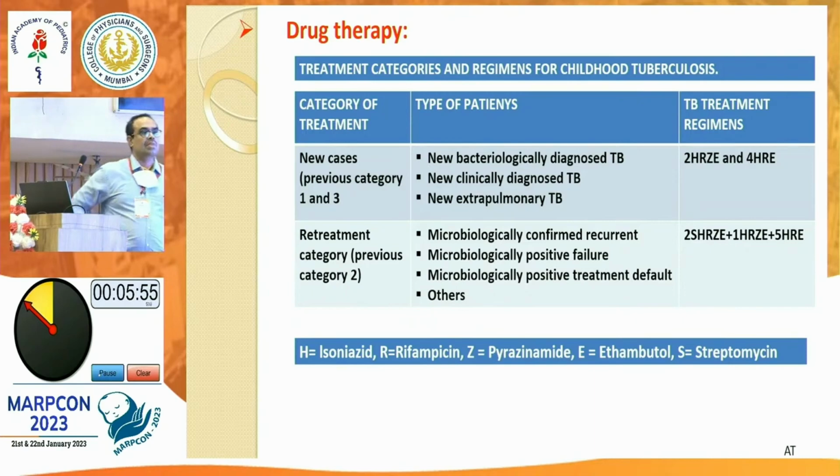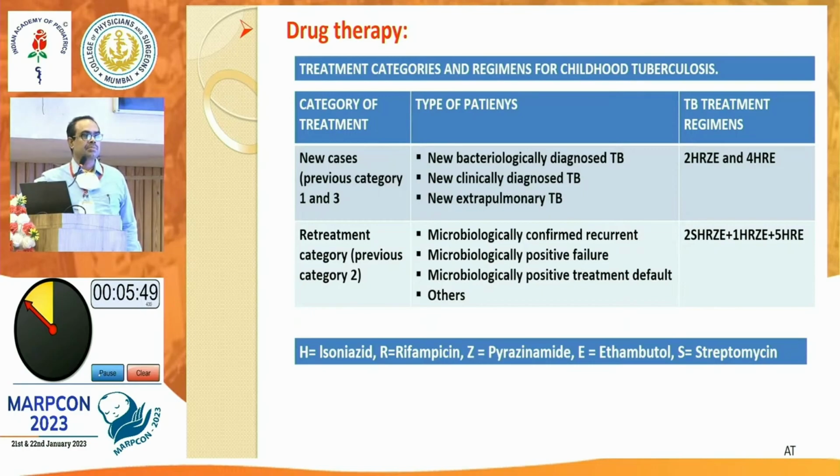So this one, we have to start this as a categorically new case, bacteriologically proven tuberculosis. So 2 HRZE and 4 HRE will be the regimen for this child. Why do you need 4 drugs now? Previously we were happy with the Mecox ZH kit, our pet medication with positive Mantoux in our OPD.